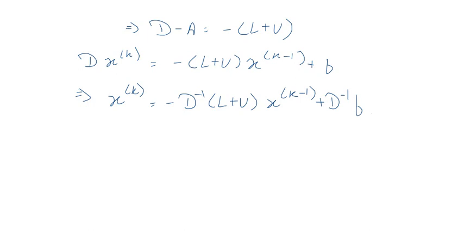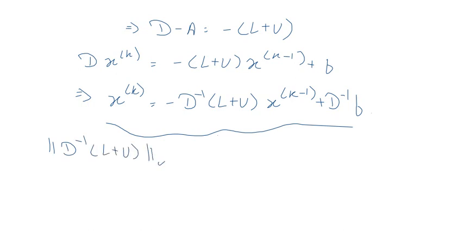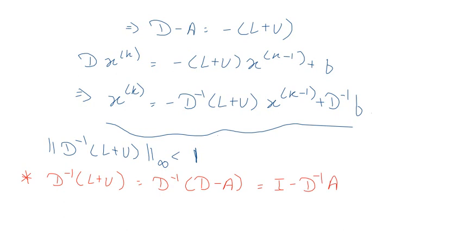So this is called Jacobi's method. For this, what do you require? You require the infinity norm of D inverse (L plus U) to be less than 1. If I wish to write this in matrix form, D inverse (L plus U) is equal to D inverse (D minus A), that is equal to I minus D inverse A.